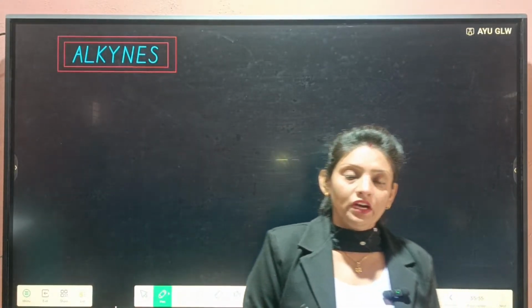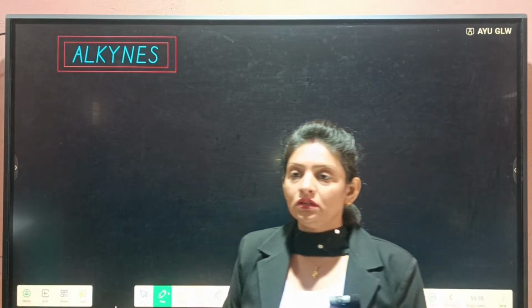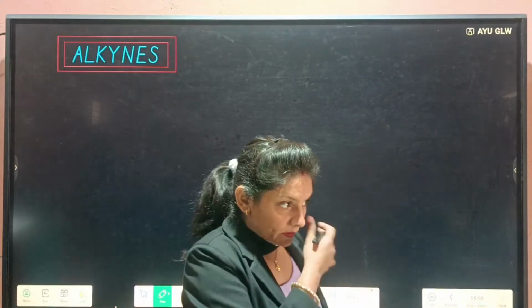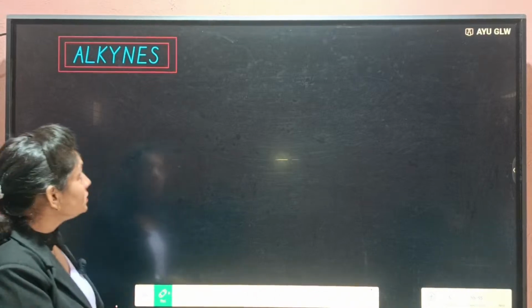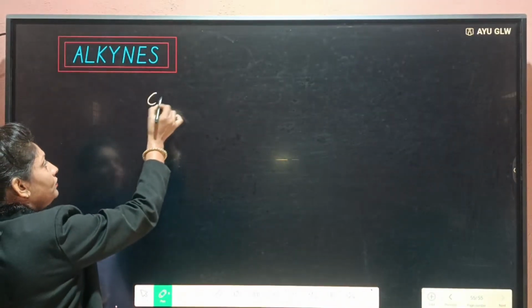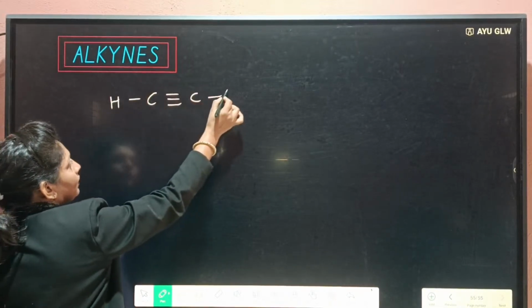As you know, we are discussing the unit hydrocarbon. In that, we have done alkanes and we completed alkenes also. So today we will start alkynes. Students, alkynes. You know very well alkynes mean carbon to carbon triple bond. Carbon to carbon triple bond should be there.